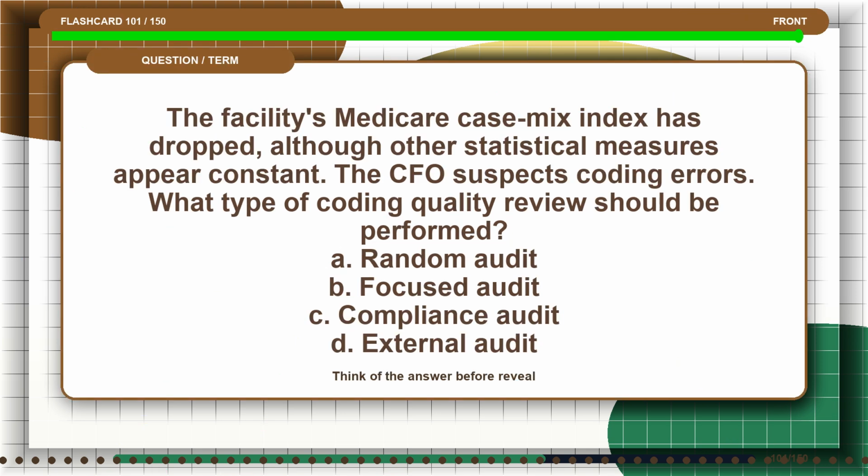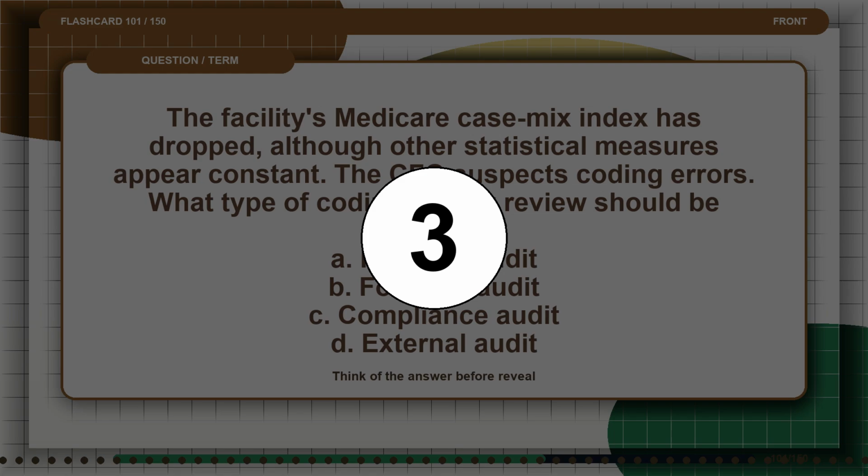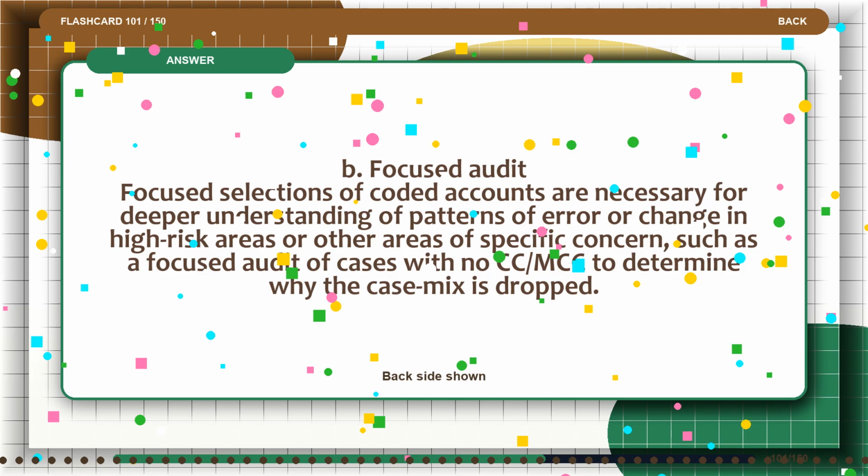Flashcard 101. The facility's Medicare Case Mix Index has dropped, although other statistical measures appear constant. The CFO suspects coding errors. What type of coding quality review should be performed? A. Random audit. B. Focused audit. C. Compliance audit. D. External audit. Think of the answer before the reveal. The answer is B. Focused audit.